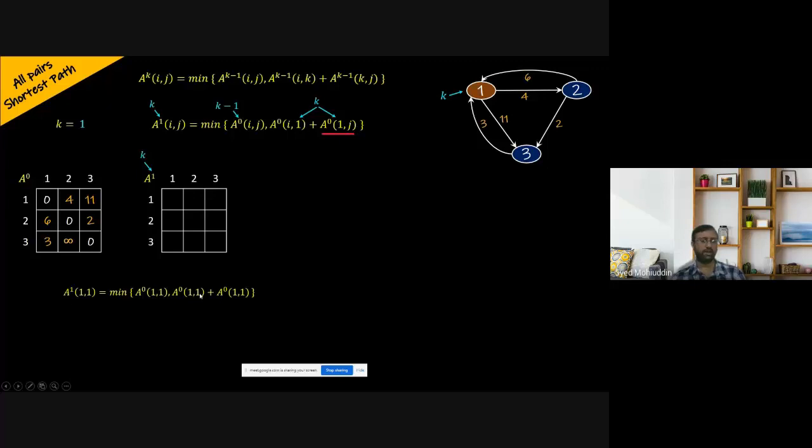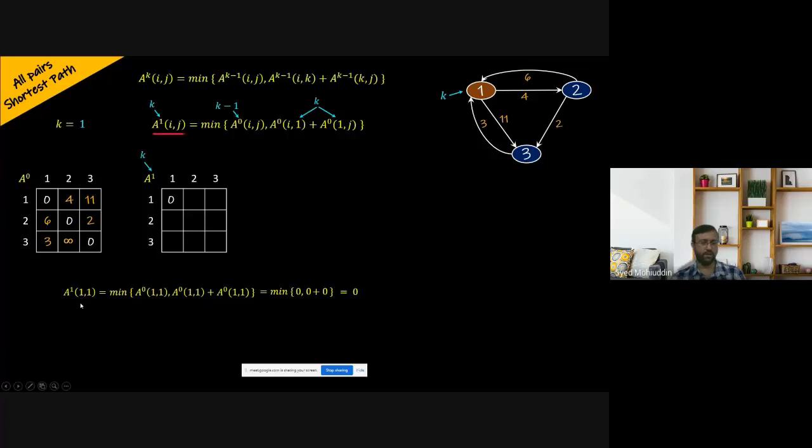So this is the equation we get to fill this value, which is nothing but finding the cost from 1 to 1. So obviously if you look at this, A of 0 of 1 comma 1 is 0, 0 plus 0 will give us 0 itself, so 0 is stored here.